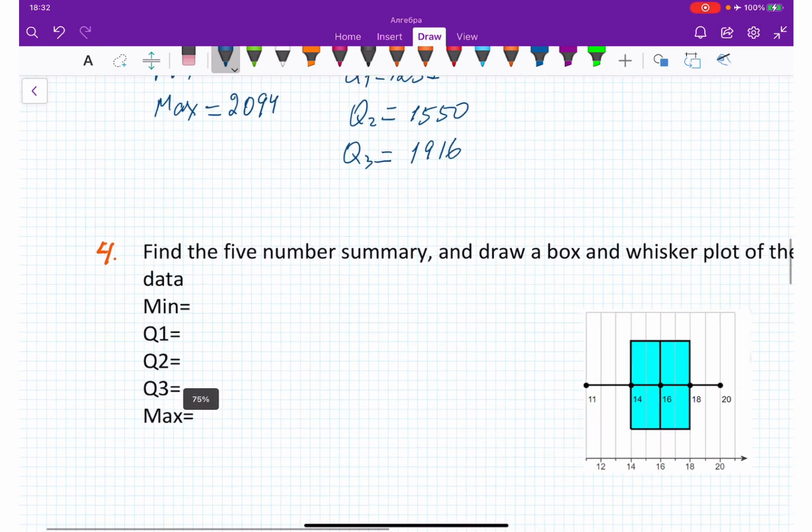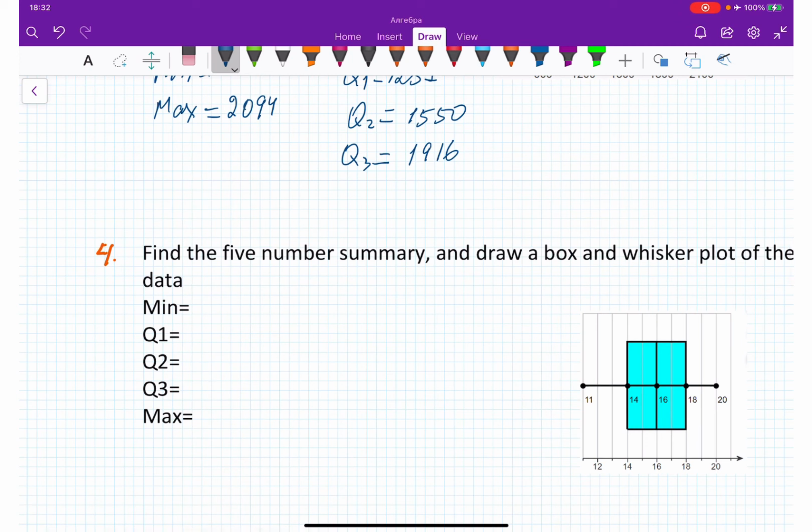Another one like that. Well, let's see. This one's going to be easy. Minimum is 11. This one is 20, right? So Q1 is 14, Q2 is 16, and Q3 is 18. So 14, 16, and 18. All right?